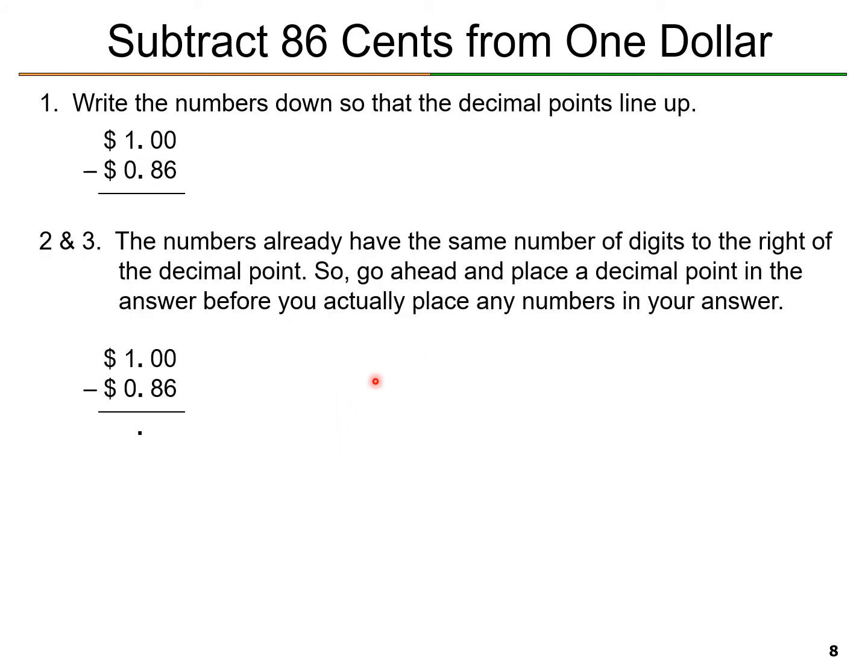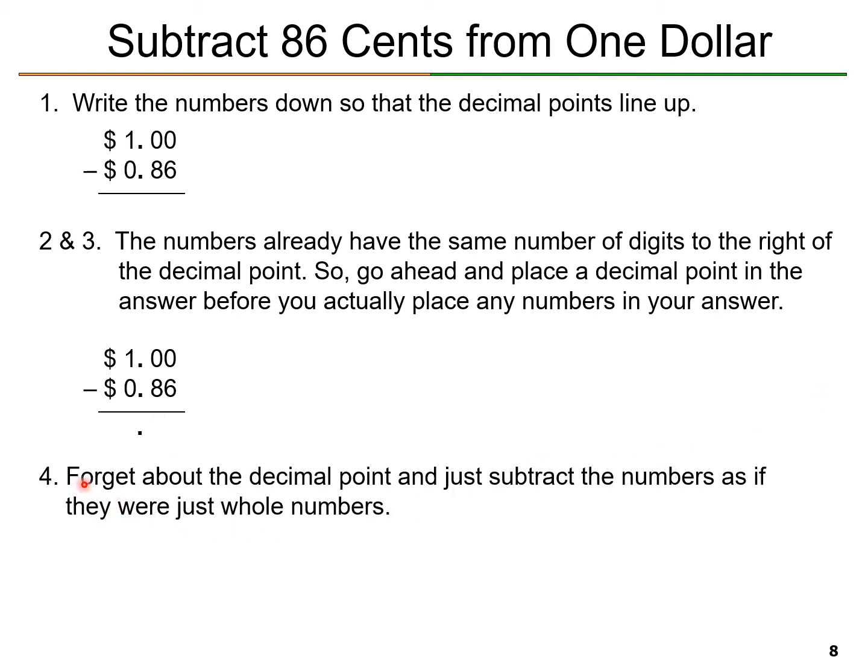Step 2, the numbers already have the same number of digits to the right of the decimal point. So step 2 and step 3 are combined here because step 2 again would have been adding zeros until all the numbers had the same number of digits to the right of the decimal point. So step 3, go ahead and place a decimal point right here in the answer before you actually place any numbers in your answer. And that's what we see here, a decimal point without any numbers.